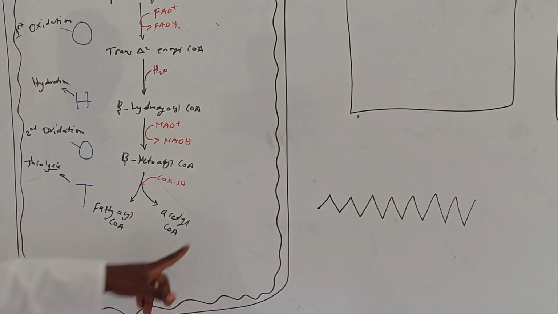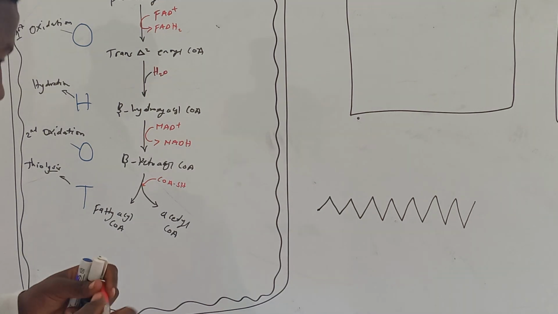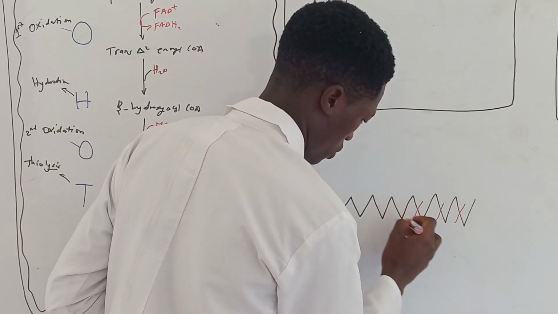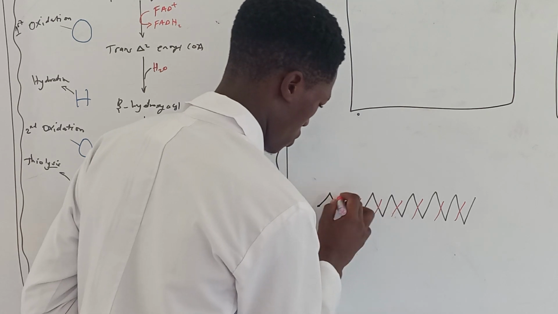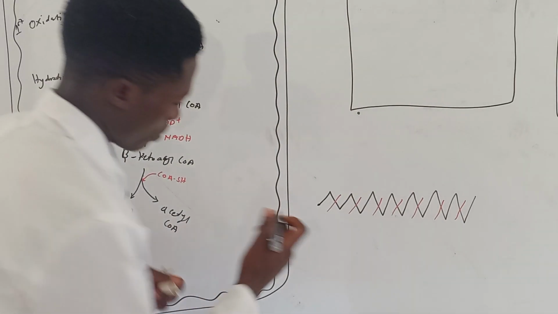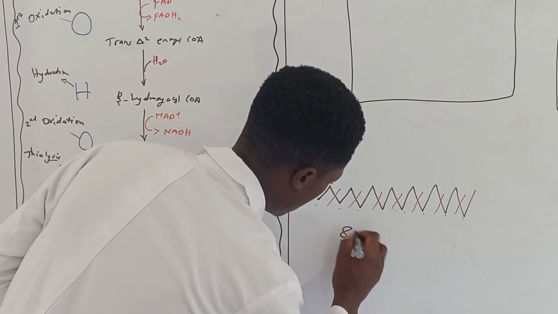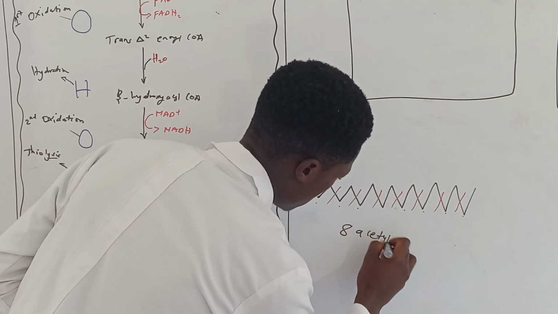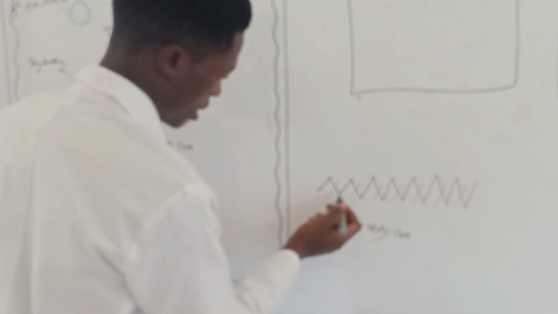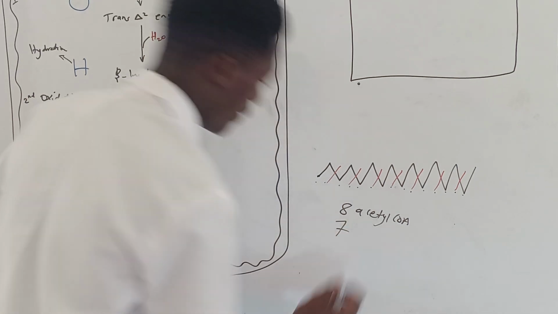Alright. But you say we get rid of the acetyl CoA per every round of the cycle. So we're going to remove 2. Alright. So how many acetyl CoA do we have here? We have 1, 2, 3, 4, 5, 6, 7, 8. So you have 8 acetyl CoA. And then how many rounds did we go? 1, 2, 3, 4, 5, 6, 7. So we had 7 rounds.